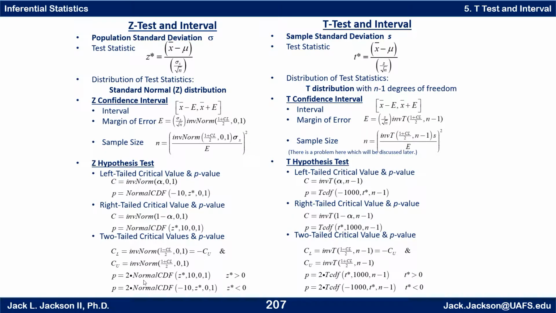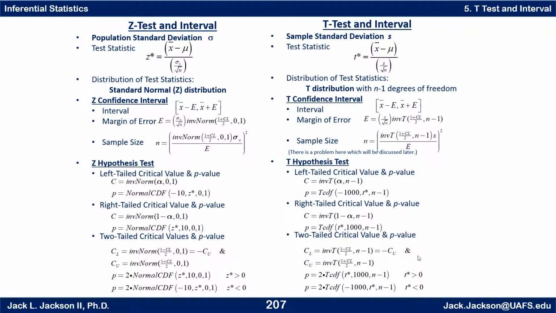So the p-value here is, well, if the test statistic is greater than 0, then you find the probability to the right and then double it. So this would be a normal CDF from z star to forever right, which might as well be 10, 0, 1, and then double that. Or if z star is negative, that means you're to the left of the mean, and you find the probability even further left and double it. So that would be normal CDF, negative 10 to z star, 0, 1, and then double that. And those are your p-values in those cases.